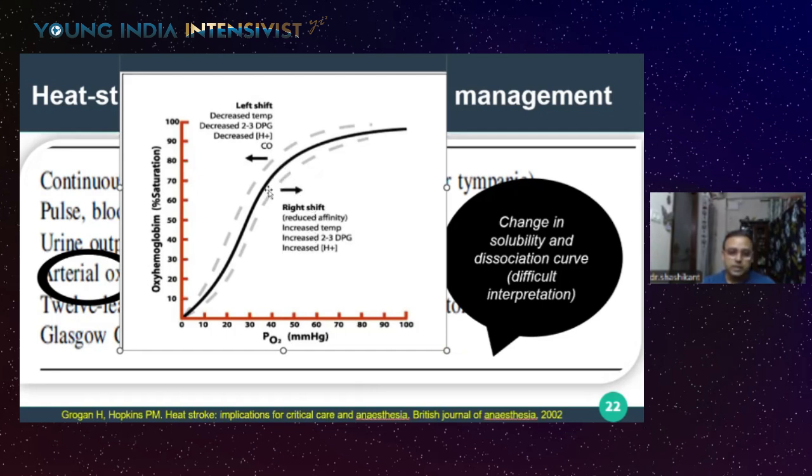As we know, with rising temperature, the oxygen dissociation curve shifts to the right. So what will happen is that your partial pressure of oxygen will, despite being adequate, have less oxygenated hemoglobin content, and that is why your SaO2 will decrease. So we may have a good PaO2 in the blood, but the oxygenated hemoglobin content will be less, and the pulse oximeter may show hypoxemia or desaturation.